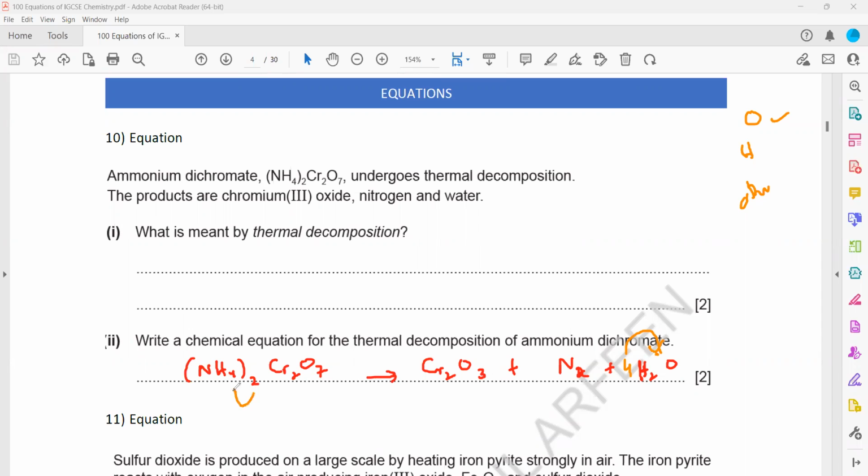How many hydrogen? 4 multiplied by 2, 8. So hydrogen is also balanced. Then nitrogen is 2. This 2 is with nitrogen. So nitrogen 2 is balanced. Chromium 2, chromium 2. So this equation is also balanced now. Is it clear? This one, the balancing part. So start balancing with oxygen followed by hydrogen and then other elements.